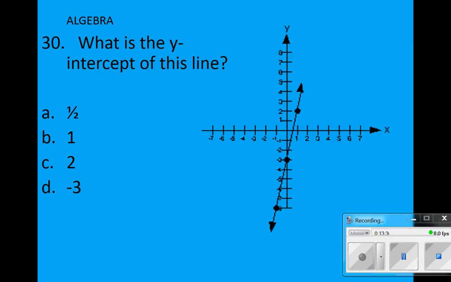Question 30. What is the y-intercept of this line? The y-intercept is the B, and we call that the beginning point. When you graph an equation, you start on the y, and it's intercepting at this location, which is negative 3. So our answer choice will be D.